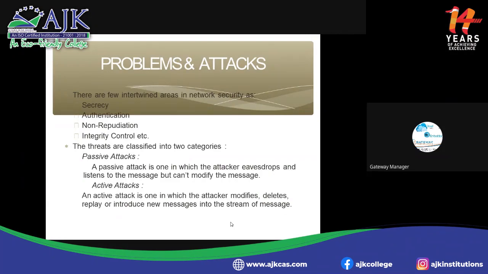In a passive attack, the attacker eavesdrops and listens to the message but cannot modify it. So we want to give proper encryption keys to users; they can read the data but cannot make any modifications. An active attack is one in which the attacker modifies, deletes, replays, or introduces new messages or a stream of messages. That is what ethical hacking is. Passive attack is mostly for hacking, and active attack is mostly for ethical hacking. So these are the things in attack mode.